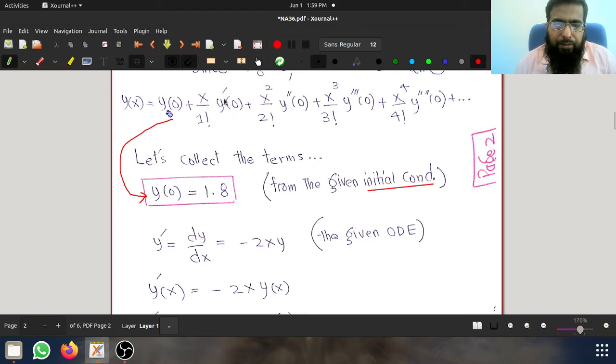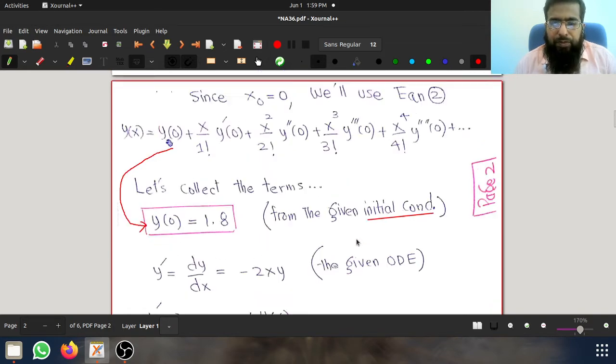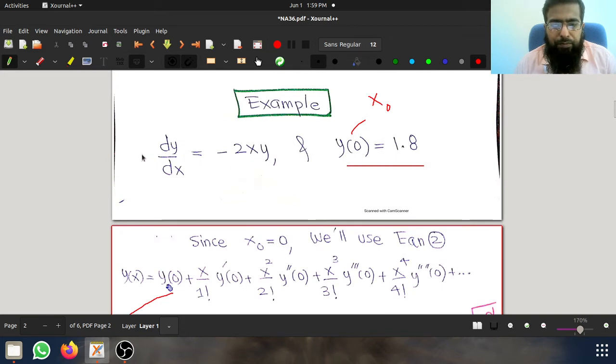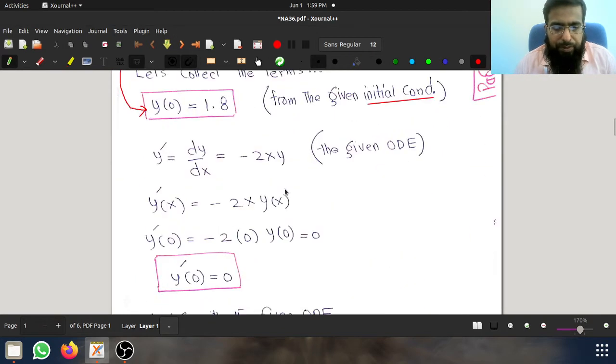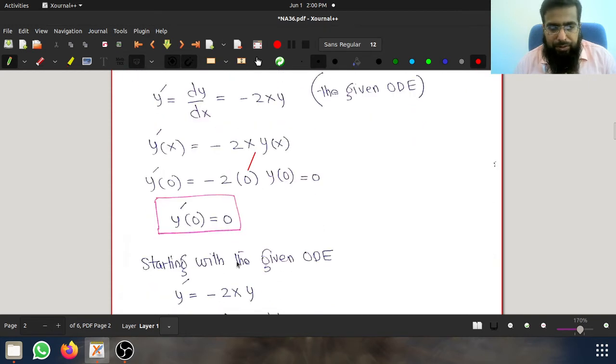To find the second value, y prime of 0, we are given y prime is minus 2xy, the given ODE, dy by dx. We can also write it as y prime. So y prime is given to be minus 2xy. So y prime of x is given to be minus 2x y of x, since y is the function of x, and putting x equal to 0 gives us minus 2x, and if you place 0 instead of x, we get a 0. So y prime of 0 is a 0.